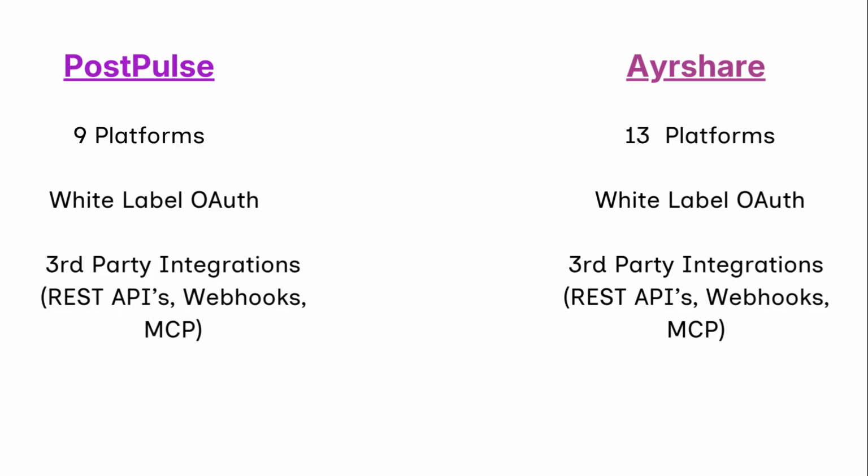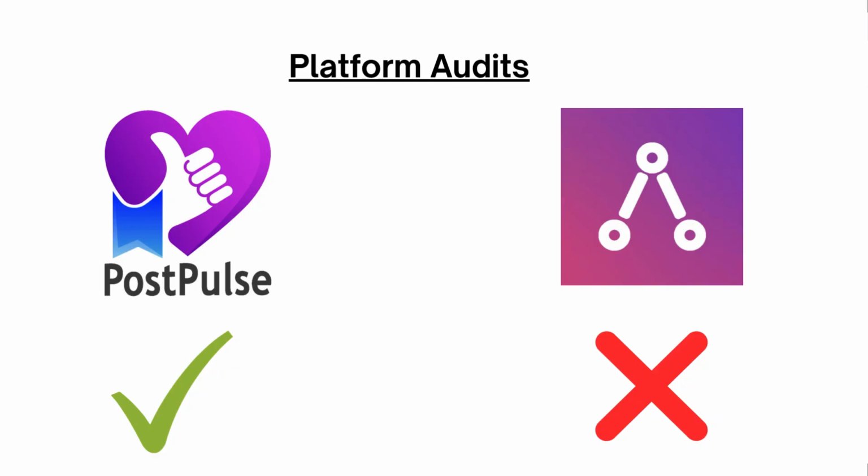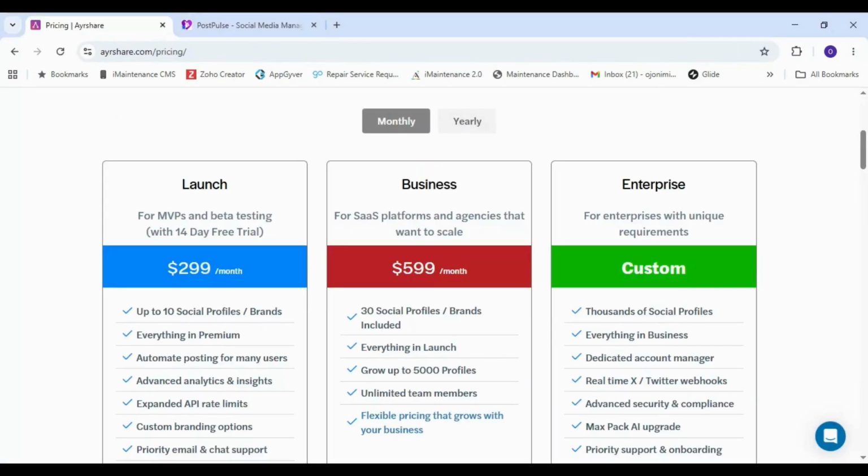Once you take a closer look, you'll find that there's a lot of differences in our offerings, and these differences are worth exploring. And we'll start with platform audits. Ayrshare requires platform audits for a lot of their social media platforms. PostPulse, on the other hand, doesn't require any platform audits, and it's not something that we'll be asking for in the near future either. Let's talk about pricing.